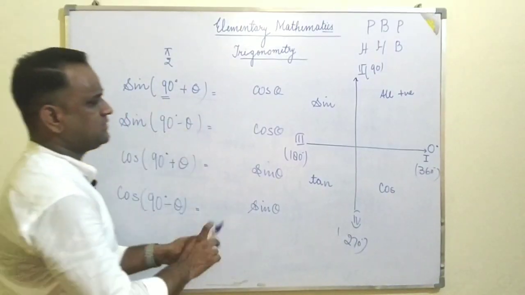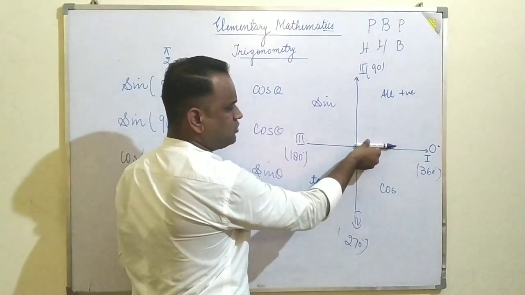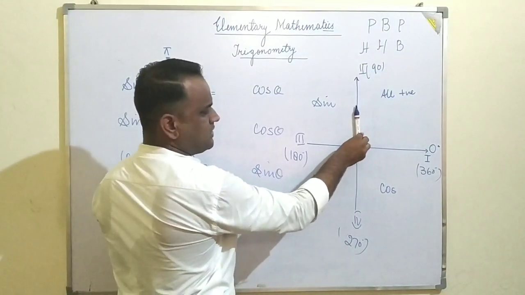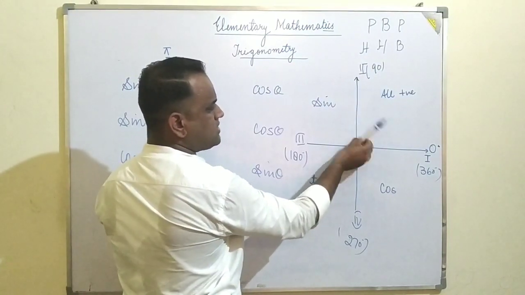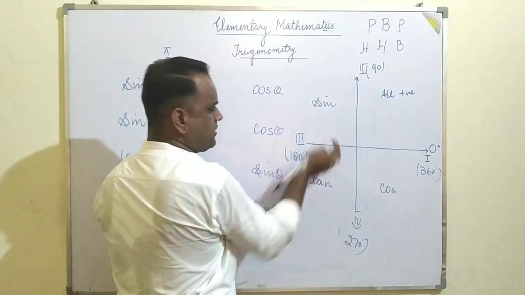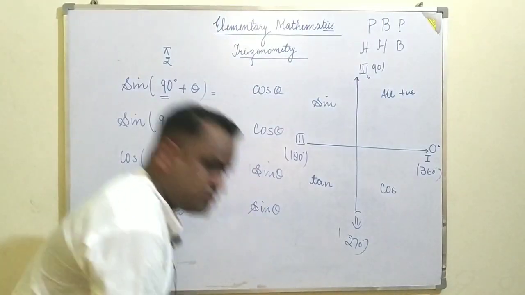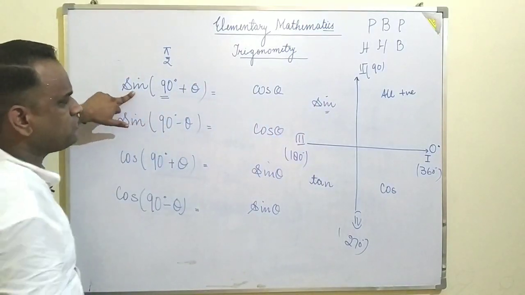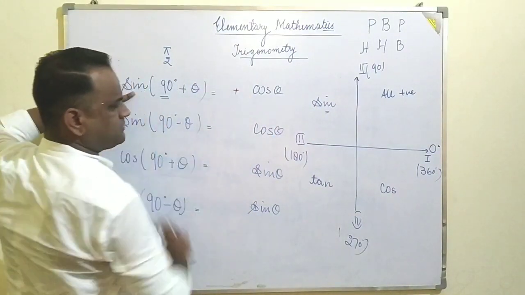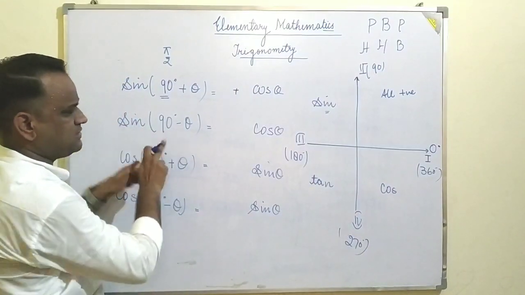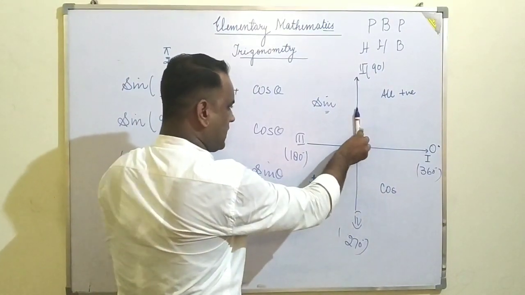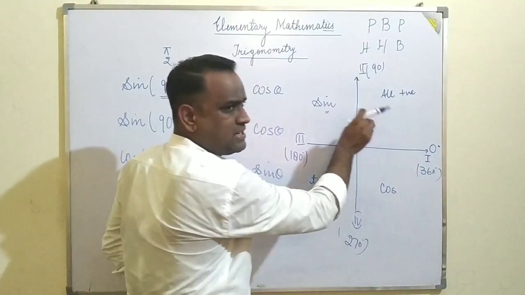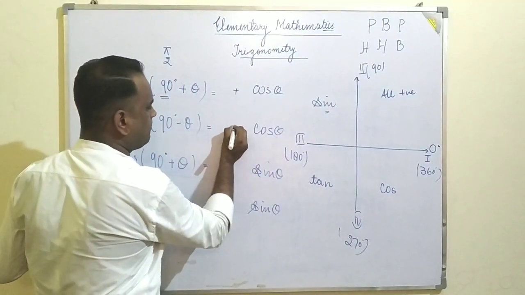So sin(90 plus theta): this is from 0, and from 0 to here is 90 degrees. 90 plus theta means exceeding 90. As we are going from the first quadrant to the second quadrant, only sin will be positive. Here sin is positive, so we will give the positive sign. Now sin(90 minus theta): this is 0 to 90, and 90 minus theta means less than 90. So here sin, cos, tan, everything is positive, so it will be positive again.